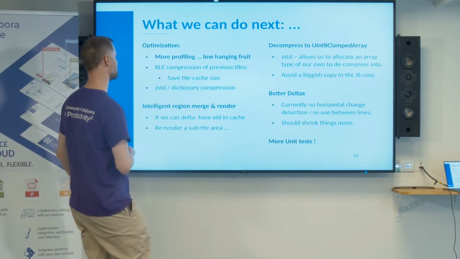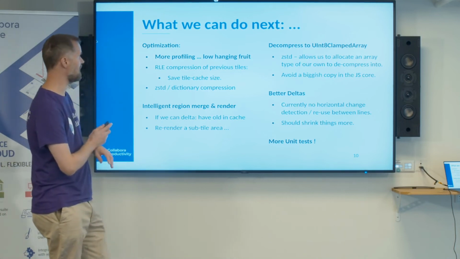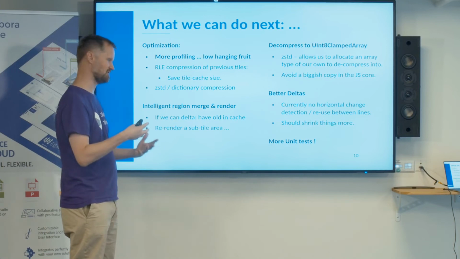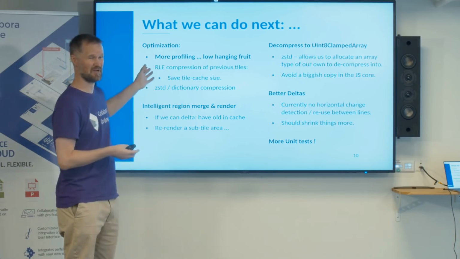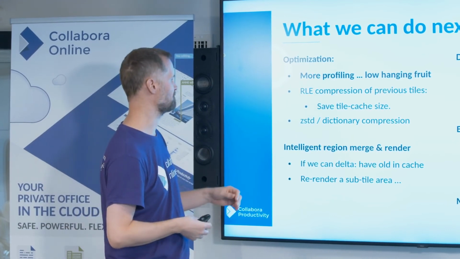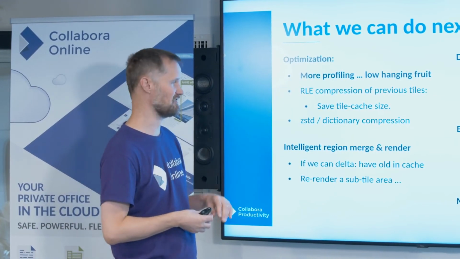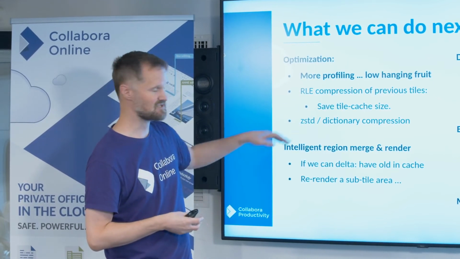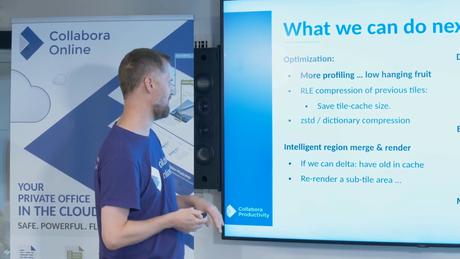And here's some more things. So I think we should do some more profiling. I mentioned the size of the cache that we keep in the kit process to build deltas with. We should compress that. There are lots of white lines of nothing in documents. So that would reduce the tile cache size and mean we can store more of it and do more. I mentioned the Zstandard dictionary compression earlier.